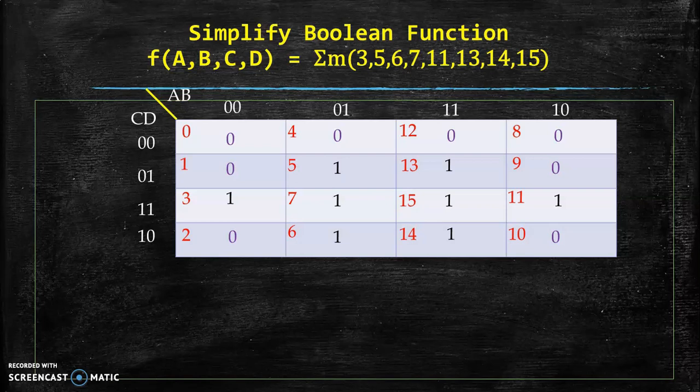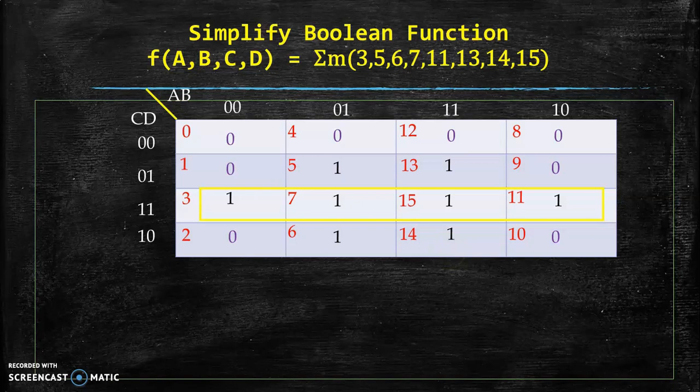Now the next step is to prepare the groups. Here we can easily prepare one quad. So one quad we have prepared. Now you can observe that here for cells 5 and 13 we can prepare a pair, and in a similar way for cells 6 and 14 we can prepare a pair.